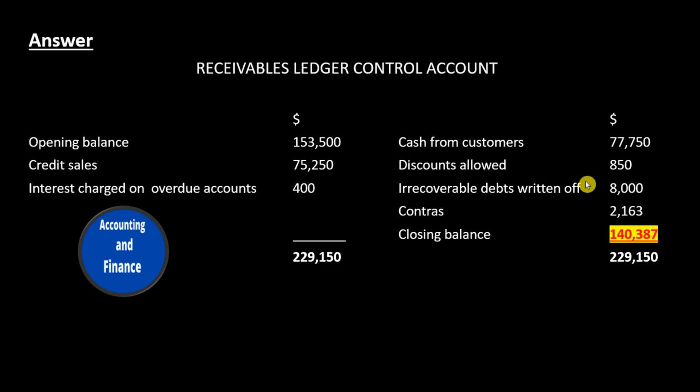Irrecoverable debts written off $8,000. Contras $2,163. Closing balance $140,387. Total $229,150.